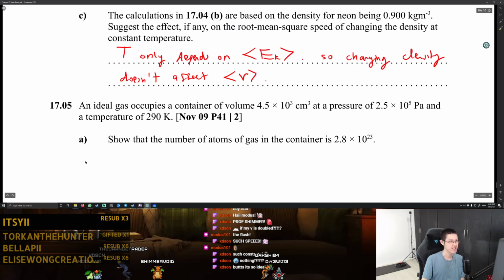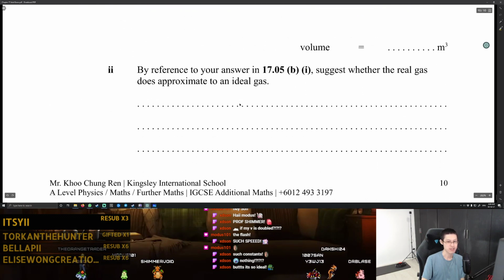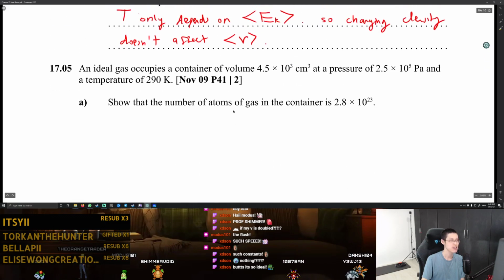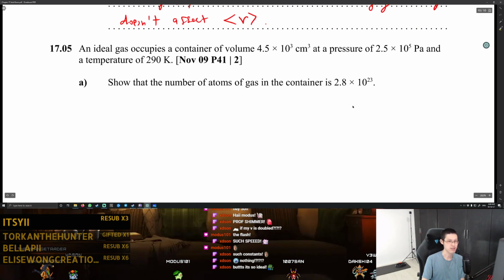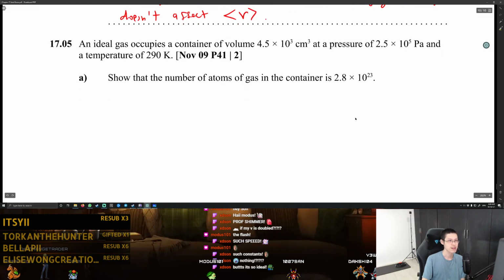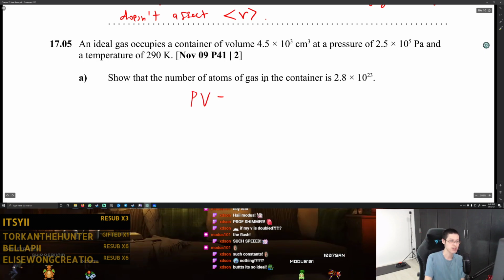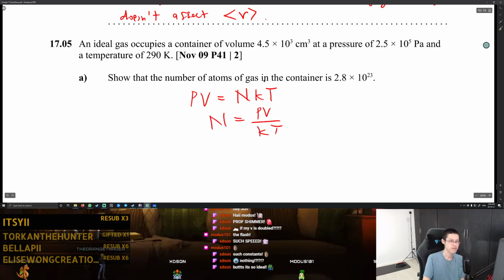So there you go. Now let's look at the next question. I think this is the last question. Yep, the last question. An ideal gas occupies a container of this volume at some pressure and some temperature. Show that the number of atoms in the gas is given to be this. Okay, so now you want to find the number of atoms, not the number of moles. So you have to use this equation, PV equals NkT. So N is going to be PV over kT.